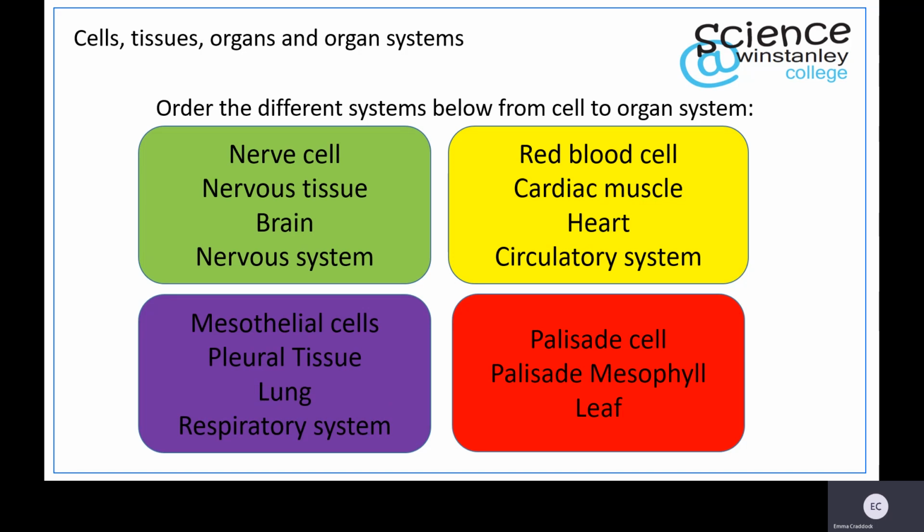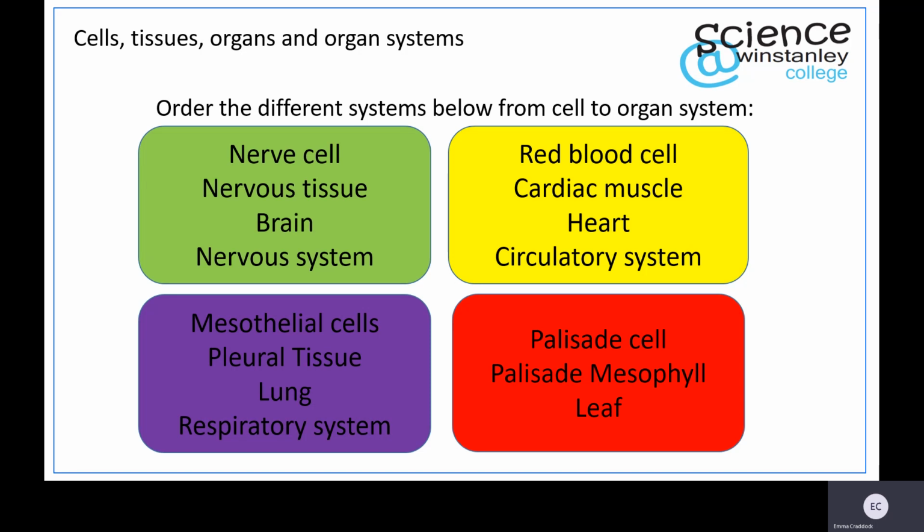Okay, here are the answers. So the first one, the smallest unit is a nerve cell. A tissue is nervous tissue. Then your organ is the brain, and your organ system is the nervous system. The next one, you have your red blood cell. The tissue is cardiac muscle. Your heart is the organ which is made out of that cardiac muscle, and the whole system is your circulatory system.